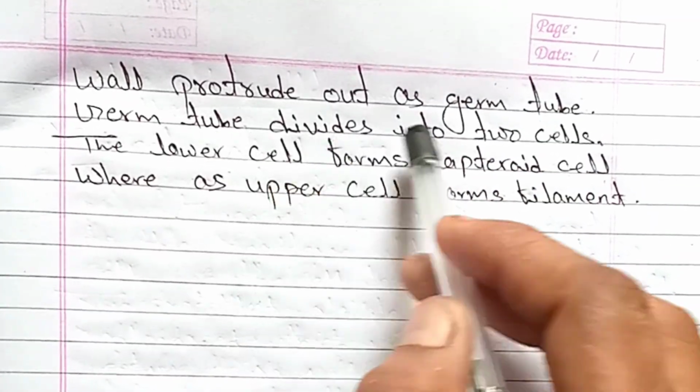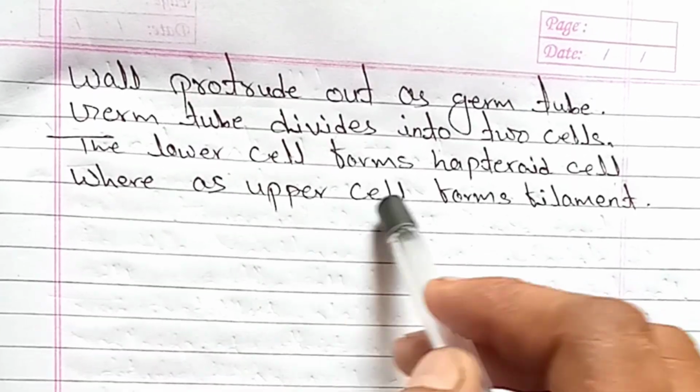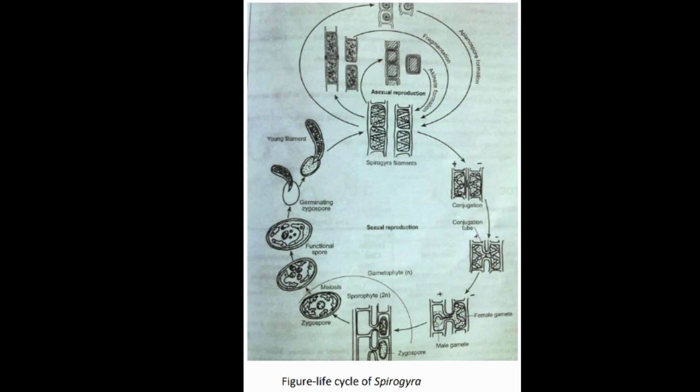During germination, the outer thick wall of the zygospore ruptures and the inner thin wall protrudes out as the germ tube. The germ tube divides into 2 cells. The lower cell forms a haploid cell, whereas the upper cell forms the filament. So, this is the figure of Spirogyra.